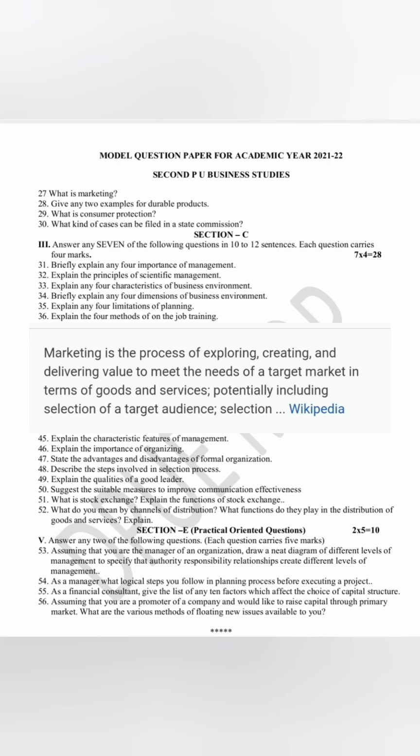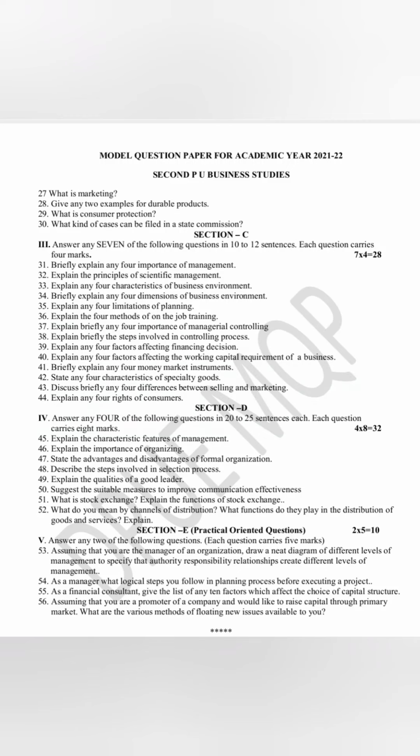Marketing is nothing but the process of exploring, creating and delivering value to meet the needs of a target market in terms of goods and services. So it is the selection of a target audience and then providing them with value to meet their needs.